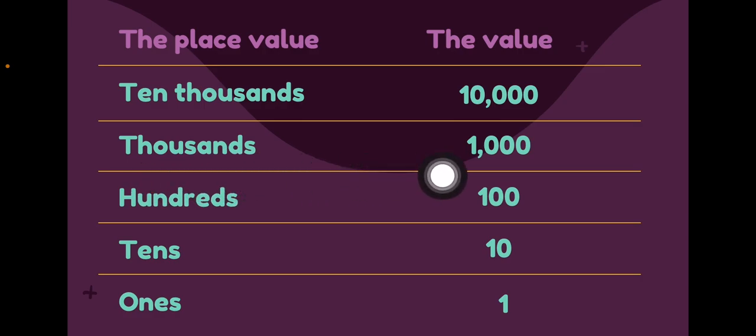Thousands. 1,000 has 3 zeros. 1, 2, 3. Okay, so the hundreds. The house of hundreds has 2 zeros. 100 here, 1, 2, 2 zeros. Okay, so here tens, right? Tens only have 1 zero. 10. And ones have no zeros. Yes? Please remember this.